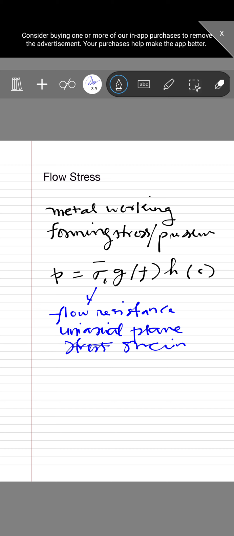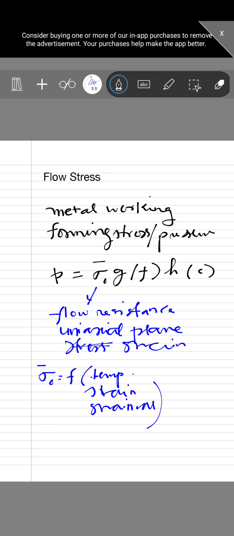And now this flow stress is a function of temperature, strain, and strain rate. Temperature, strain, and strain rate.